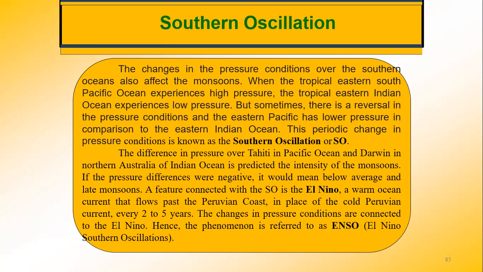The intensity of SOI is measured by Tahiti in French Polynesia, in South Central Pacific, and Darwin in North Australia, which represents the northern parts of the Indian Ocean. If the SOI is positive, that is, the low pressure over the Indian Ocean is below normal, it is conducive for a good monsoon. A negative value of SOI implies higher pressure over the North Indian Ocean, so it results in poor monsoon rains in India.